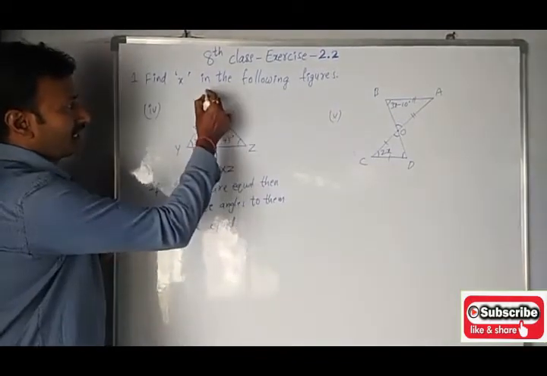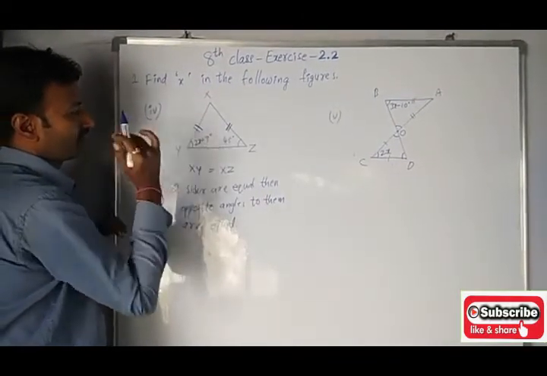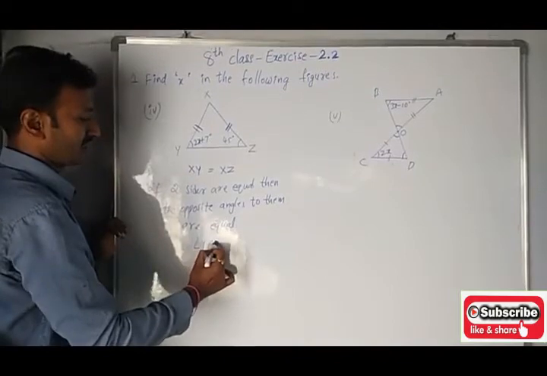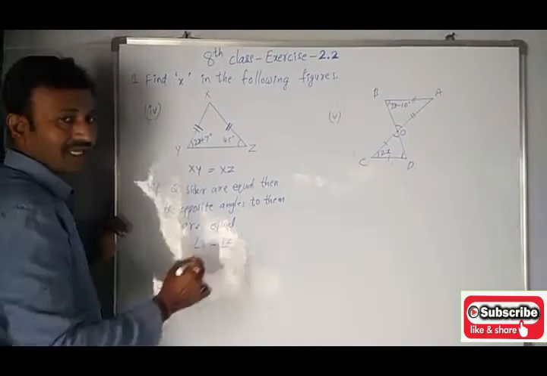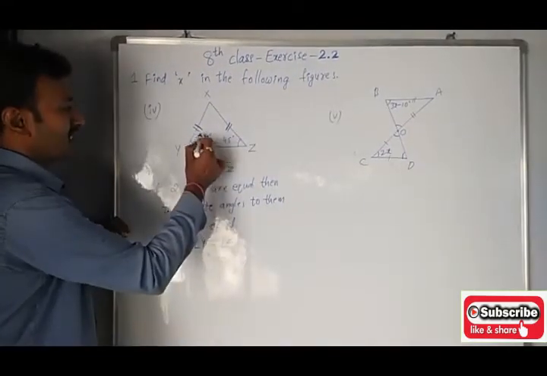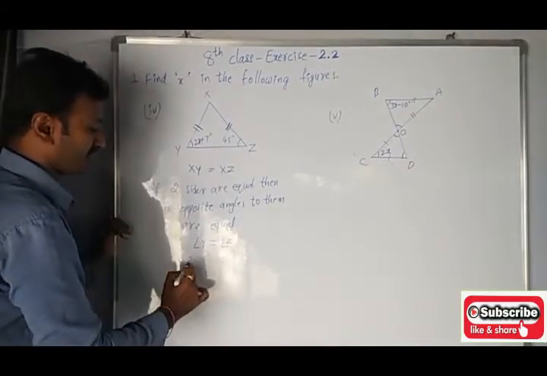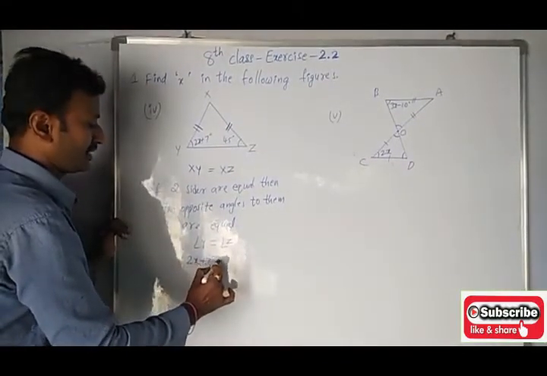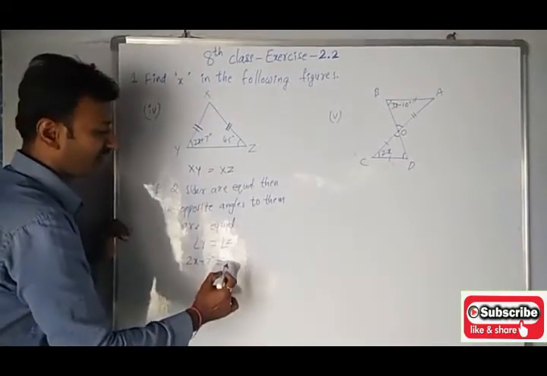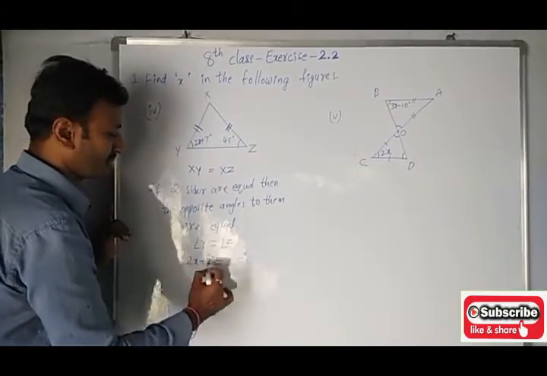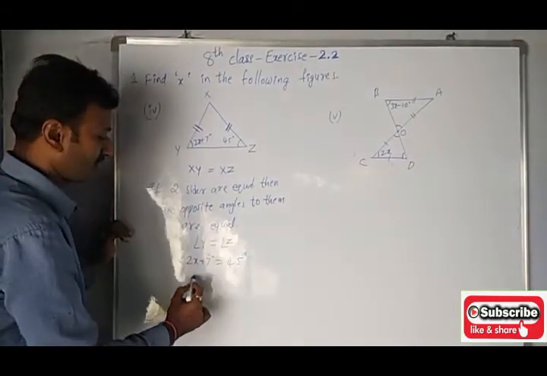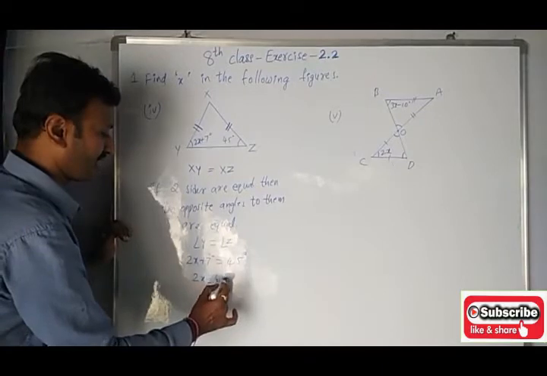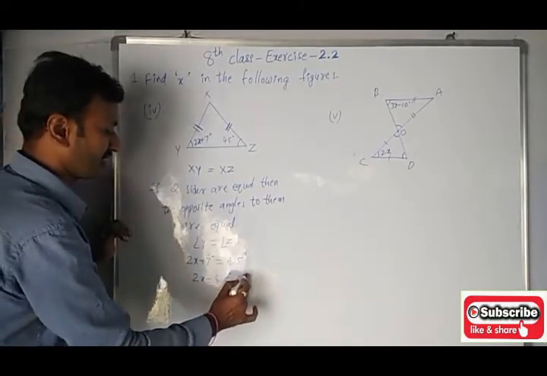So XY opposite angle what? Z, and XZ opposite angle what? Y. So angle Y is equal to angle Z. From this, angle Y is given as 2x plus 7 degrees, equals angle Z, how much? 45 degrees. Now transpose 7, 2x is equal to 45 degrees minus 7 degrees.